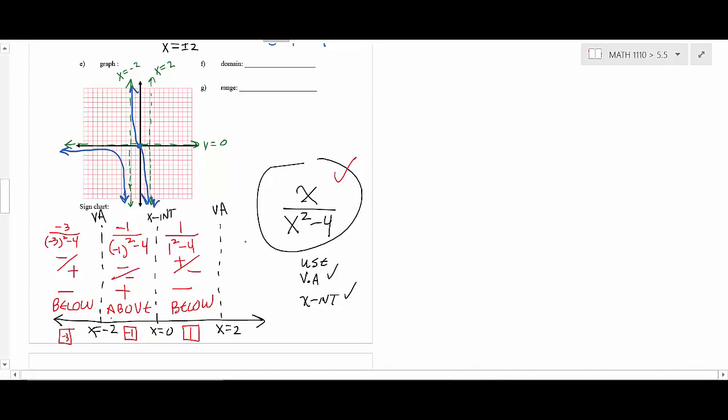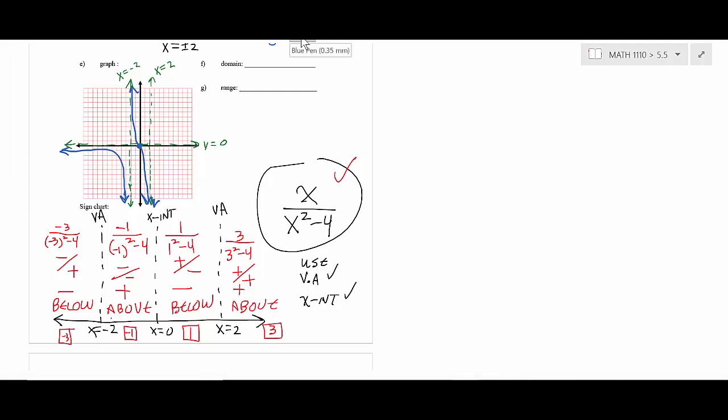All right, and then the last part we're going to do is look at what happens when x is bigger than 2. So let's use a 3. Again, plug into your function, so you'll have 3 over 3 squared minus 4. Numerator's positive. Denominator's 9 minus 4, so that's positive. So positive over positive is positive. That means you're above the x-axis like this.